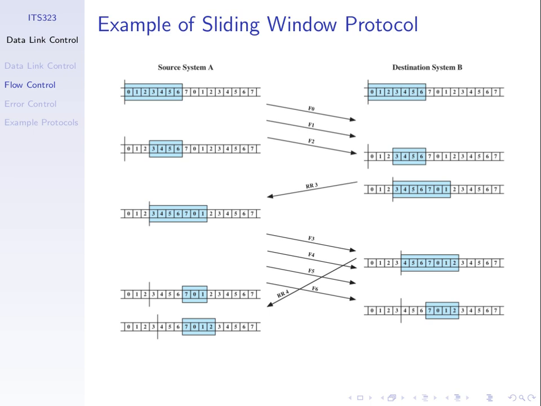If I was to draw a data frame, there's a header and some data. Inside the header, we normally have at least a sequence number. An ACK frame is normally just a header and contains an ACK number. Sequence number and ACK number. For example, this data frame has sequence number 0, this ACK frame has ACK number 3.